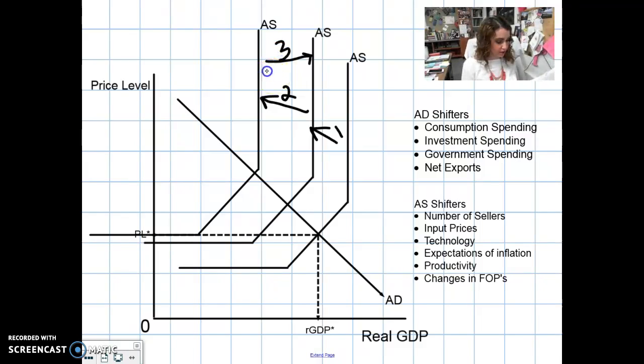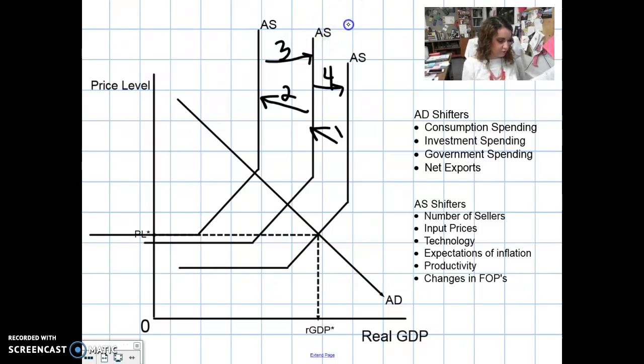Number 4, giant natural gas discovery decreases energy prices. So energy is cheaper. It's kind of like the oil problem. If energy is cheaper, you can supply more because your inputs, like a resource of energy, are cheaper, so you can supply more. And shift to C. It's a rightward shift because you're making more.